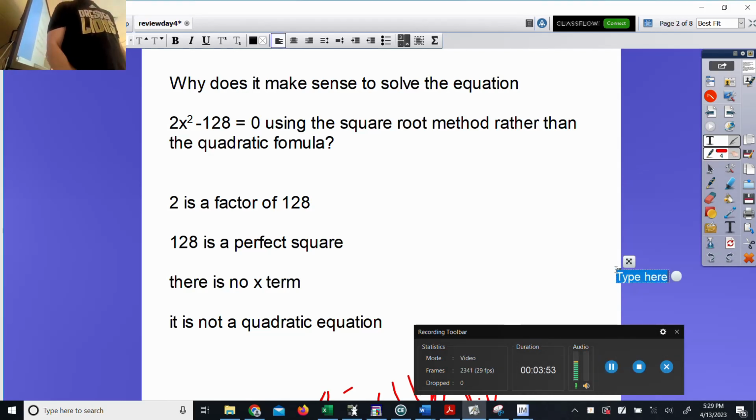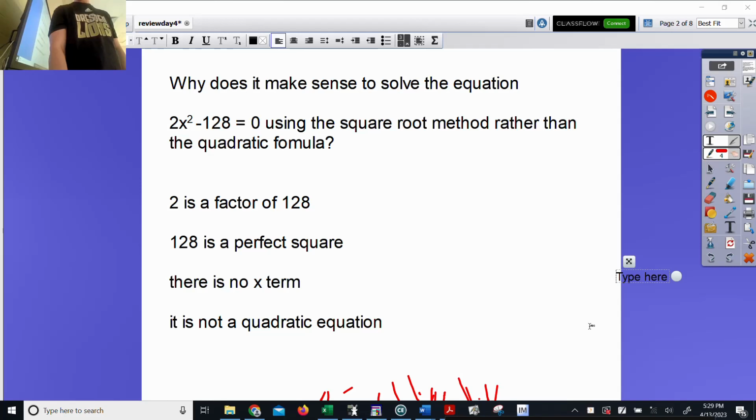And I'm back, hopefully. Let's see here. Why does it make sense to solve the equation 2x squared minus 128 equals 0 using the square root method rather than the quadratic formula? So you may not remember what the square root method is. The square root method is done by literally taking square roots.